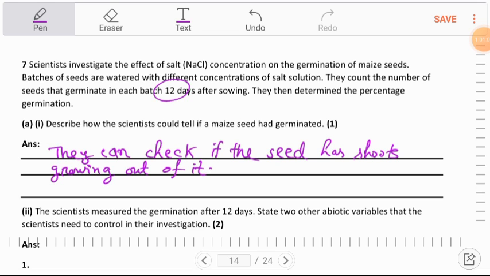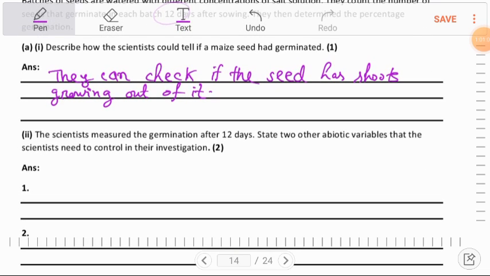Part A1 is done. Moving to part A2. Scientists measured the germination after 12 days. State two other abiotic variables that the scientists needed to control in this investigation.